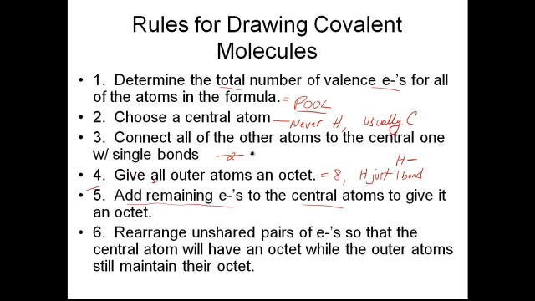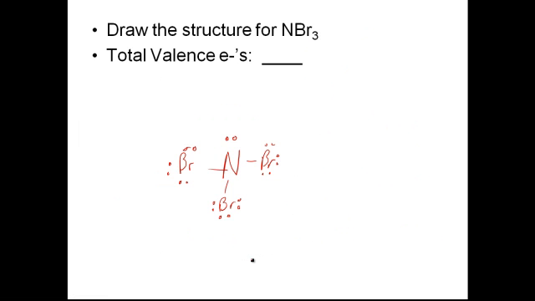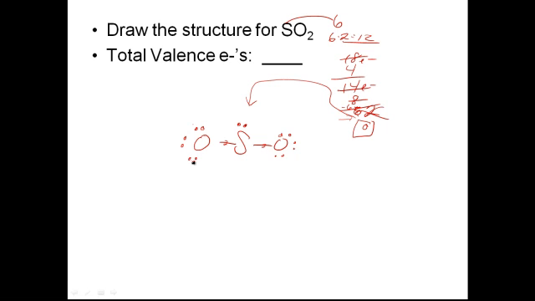The last step, number 6, is going to be rearrange unshared pairs of electrons. Remember, these are just little dots all by themselves. You rearrange them so that the center atom has an octet while the outer guys still have the octet. So this is what this means. You're going to take one of these sets, eeny, meeny, miny, mo. Let's pick this set right here. You're going to cross that off. It's not around this oxygen only anymore. Now it's going to be between the oxygen and the sulfur. So it's going to turn into a double bond. So the little oxygen doesn't have 6 of its own anymore. Now it's going to have 4 of its own, and then share 4.